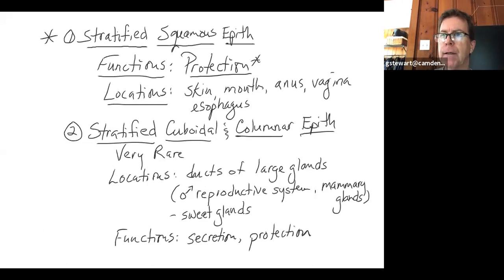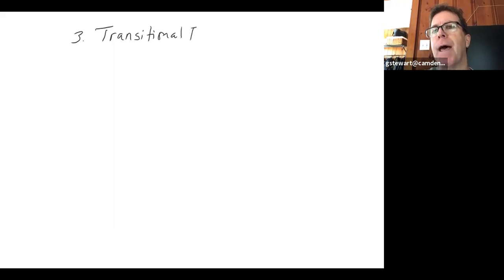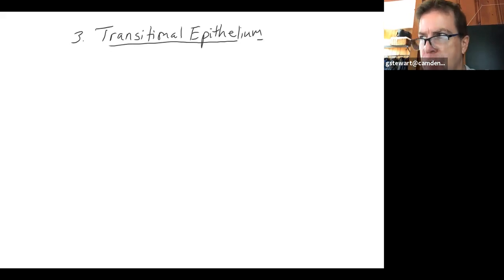And finally, the last stratified, I need to just call up a new whiteboard layer over this one. So we write number 3. This is a special exception. And it's called transitional epithelium. Its name doesn't really tell us that much until you learn what it is and what it does. This is a special type of stratified tissue that is only found in the urinary system.